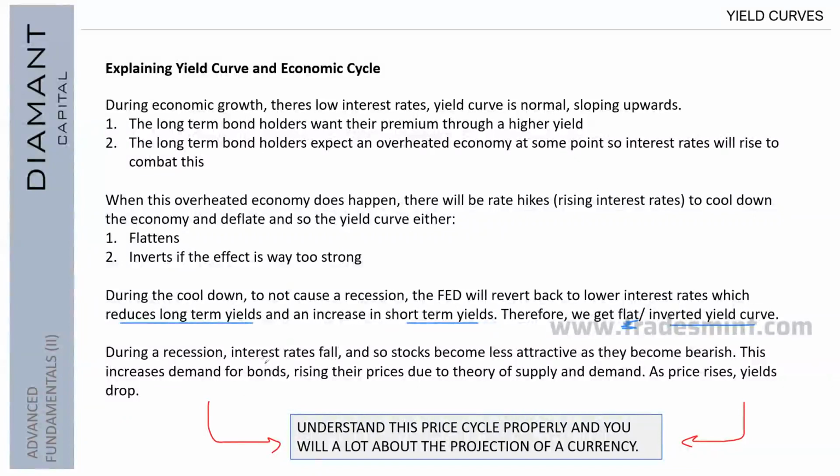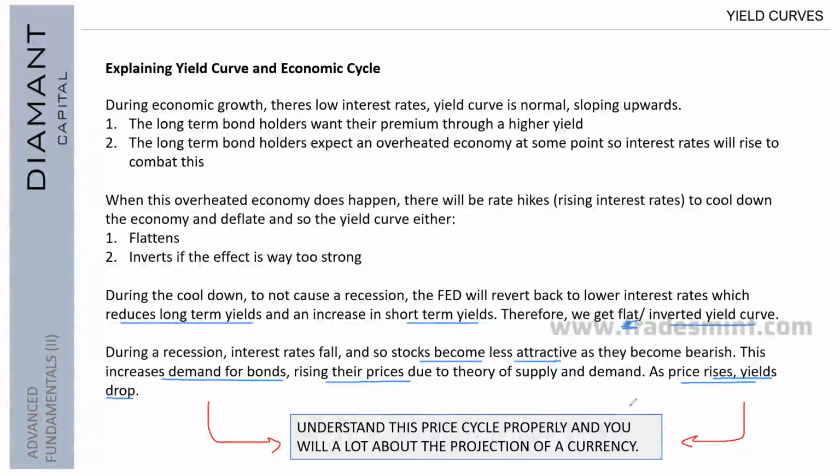Now, during a recession, interest rates fall, and so stocks become less attractive as they become bearish. So you can understand during a recession, stocks aren't going to be as promising as they were when the economy is moving as it should, or growing. So this increases the demand for bonds, raising their prices due to the theory of supply and demand. This is quite simple. The more people that are buying, there's an increased demand for the bonds, more people are paying for them. Therefore, there's less available, and of course, their prices increase. So as prices increase, yields drop. And that's exactly what you get.